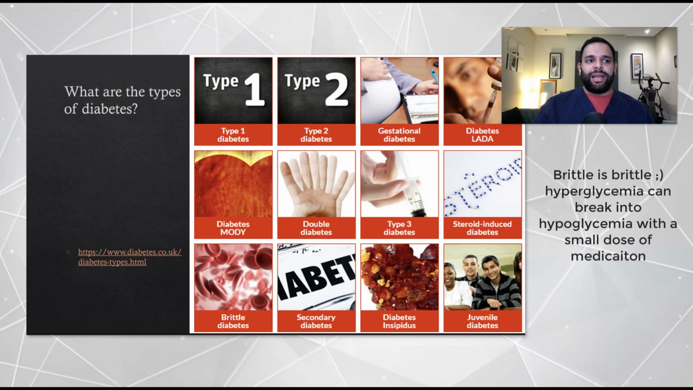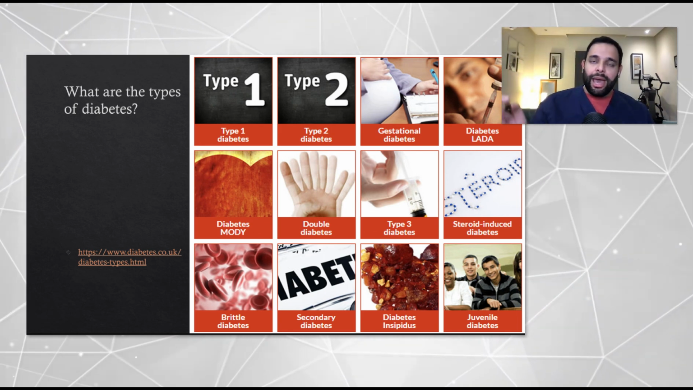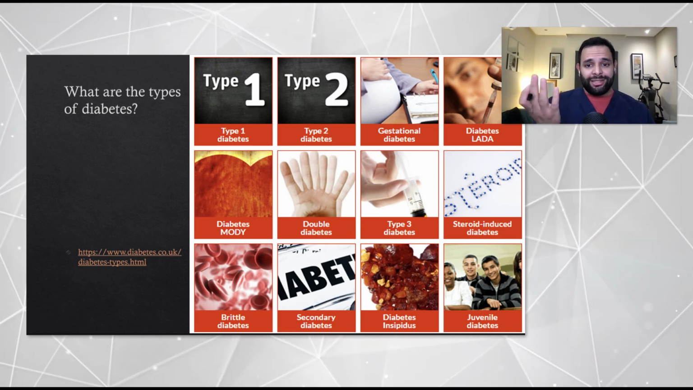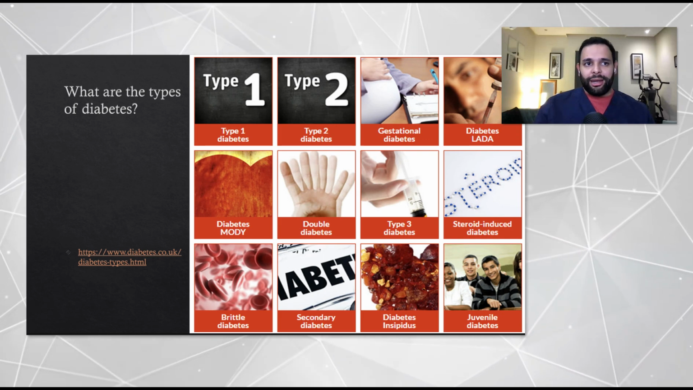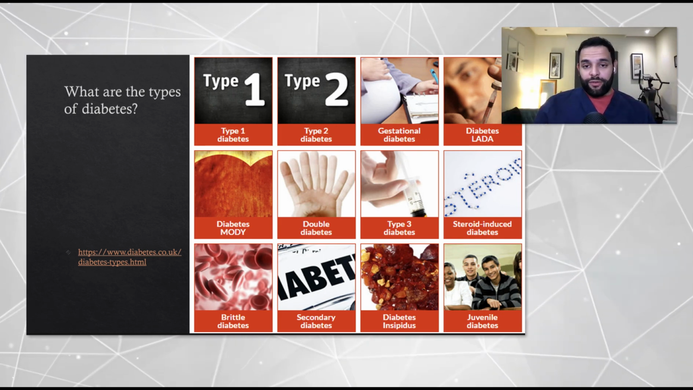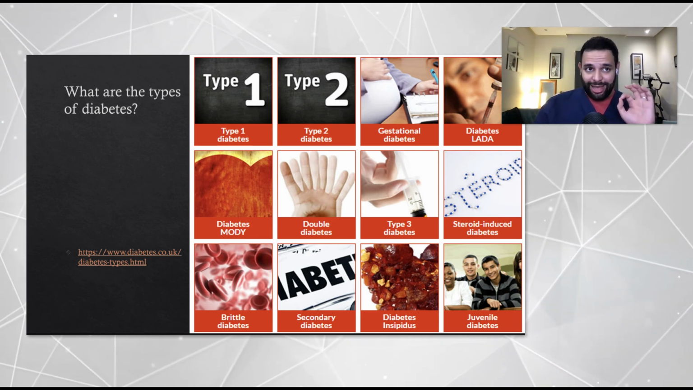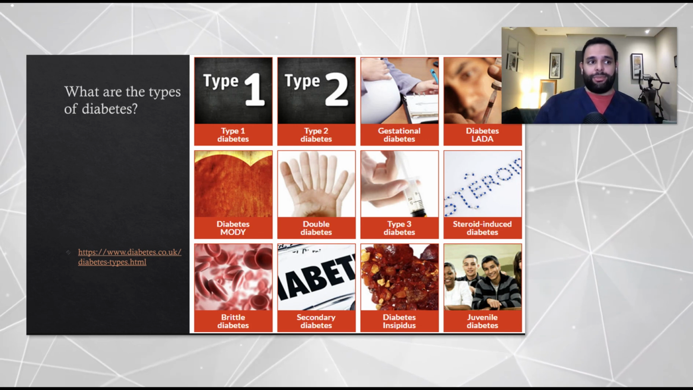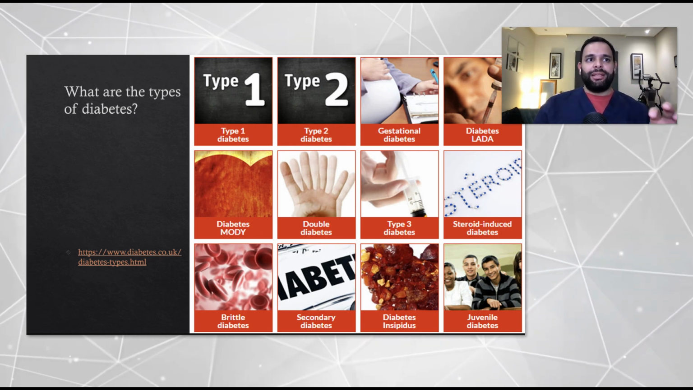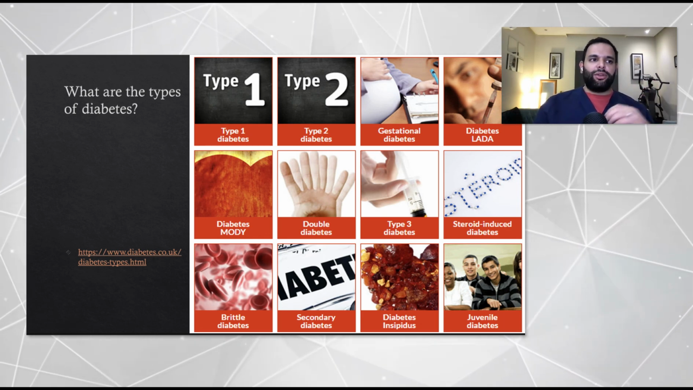because you're going to have fluctuations between high glucose, hyperglycemia, and low glucose, hypoglycemia. A lot of those patients are going to require an insulin pen and a glucagon pen so that they can quickly revert and treat an attack of hypoglycemia, which also happens to be a medical emergency. Secondary diabetes is a form of diabetes that is a consequence of another medical condition, and it could be anyone.